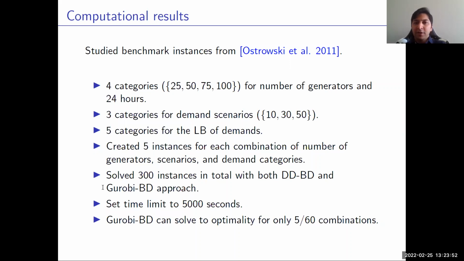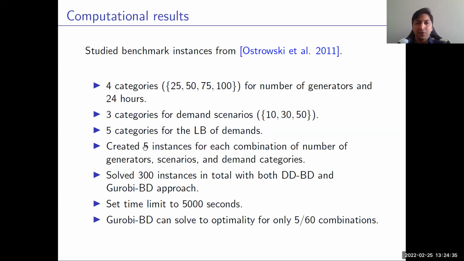So our goal is to compare the performance of the DDBD approach with the classical Benders decomposition solved by Gurobi at its default settings. We studied benchmark instances from Ostrowski et al. in 2011. We consider a stochastic variant of the problem. It is a more difficult variant of the UCP, and the demands are uncertain, so there are different demand scenarios. We consider different sizes for the number of generators, 4 sizes for the number of demand scenarios, 3 sizes, and for the demand lower bound, we consider 5 categories. So in general, there are 60 combinations of the size categories that we study.